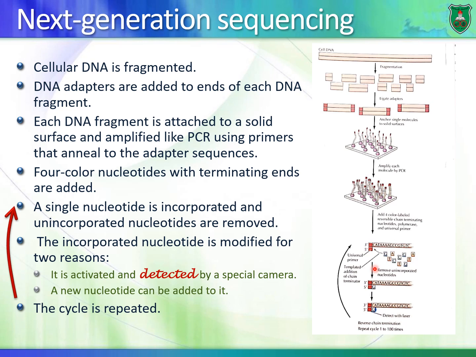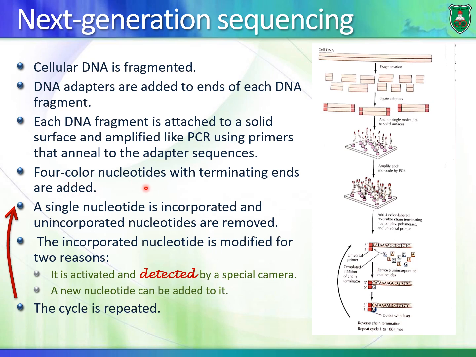The second property of these nucleotides is that, so they are not dideoxynucleotides, okay? They are special nucleotides. The other property is that they can fluoresce, they give a signal, and this signal can be detected with a special camera. Okay? So here's the step.